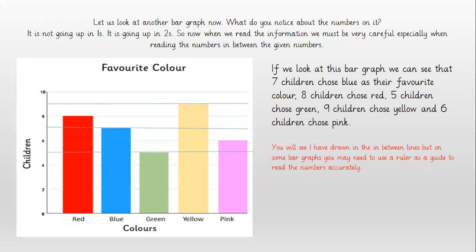If we look at this bar graph, we can see that 7 children chose blue as their favorite color, 8 children chose red, 5 chose green, 9 chose yellow, and 6 chose pink. Now you will see that I've drawn the in-between lines, but on some bar graphs, you may need to use a ruler as a guide to read the numbers accurately.